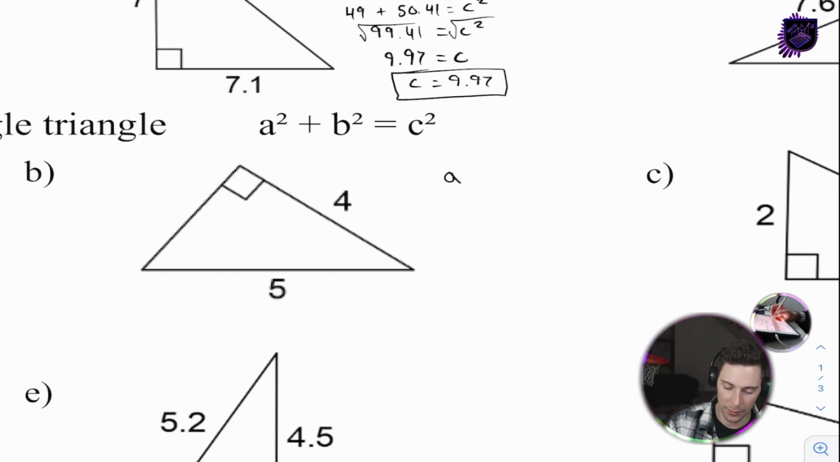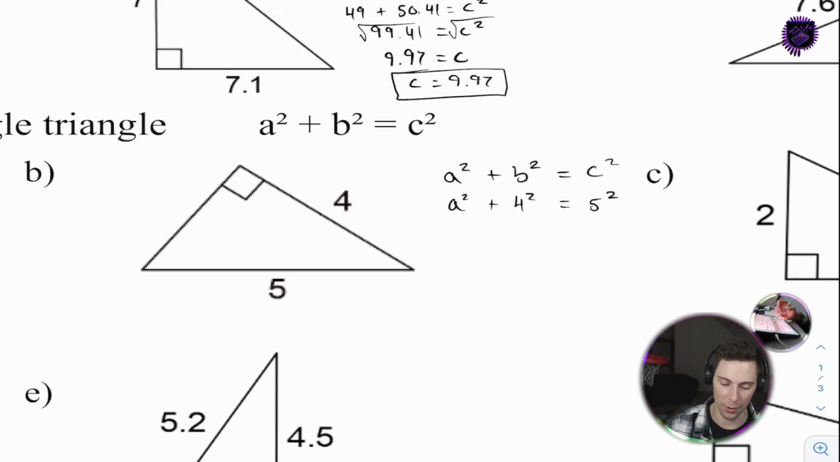Let's write our formula. A squared plus B squared is equal to C squared. Let's pretend we don't know A, but we do know B. It is 4 squared is equal to 5 squared, because we know C. We know B and we know C, but we don't know A. So we're going to go A squared plus 16 is equal to 25. And when we look at this, we go, a number squared plus 16 is equal to 25.